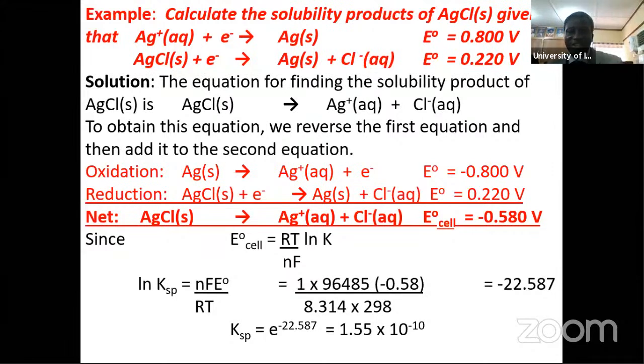So from here, you can see how you can use your E0 cell from your experiment to calculate the solubility product of any of the compounds that you have. You have done this now for sodium chloride. You can use it for other compounds that are sparingly soluble. That's the only condition where you can use solubility products.